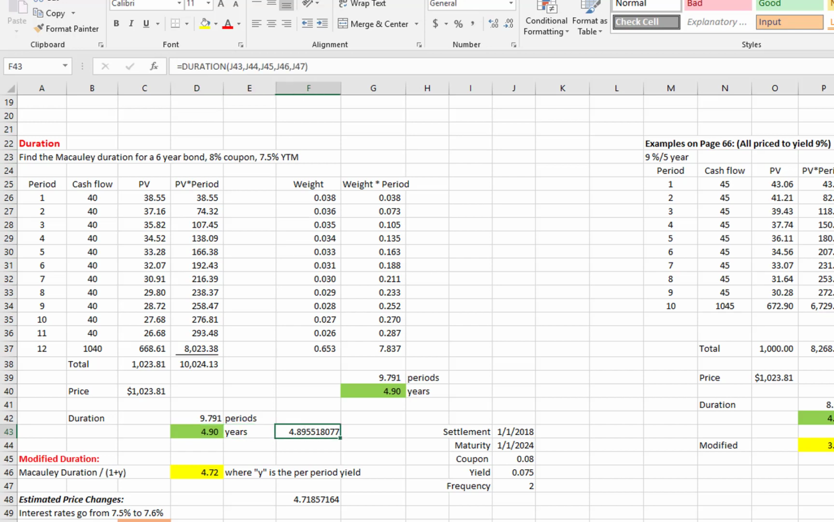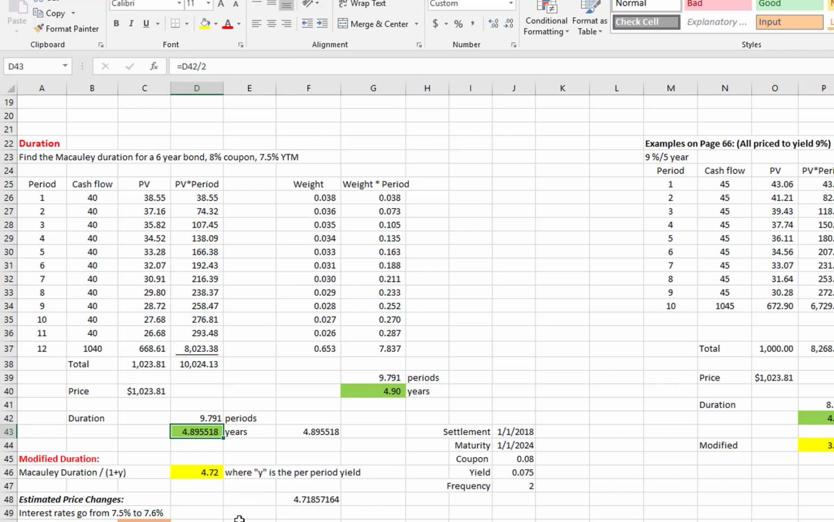I'll leave it to you to figure out how to use the duration function in Excel. I get the exact same answer. In fact, if I go to this and go out a few decimal places, you can see that these are exactly the same number, the same result. And so that's what the duration function in Excel is doing. It's returning us the Macaulay duration.